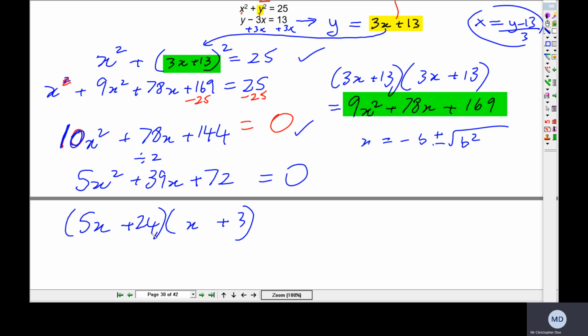This method, though, if it's on a calculator paper, you might be better to realise A is 5, B is 39, C is 72, and then you put it into the formula. Let me get rid of that so I can just do it a bit more quickly. So x is minus b, b was 39, minus 39 plus or minus the square root of b squared, 39 squared, minus 4 times a is 5 times c is 72, all over 2a, and a is 5, so all over 10.